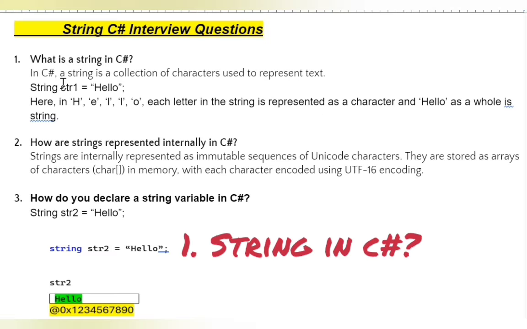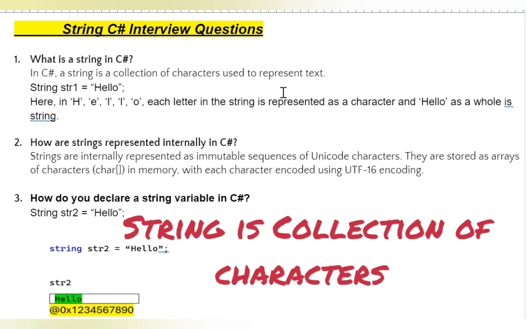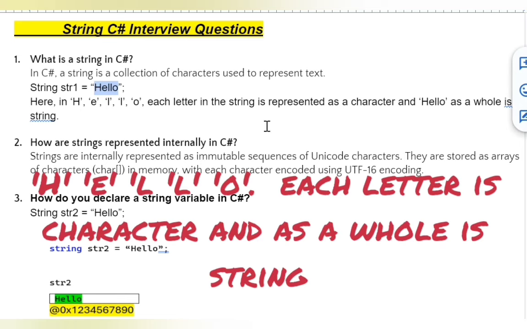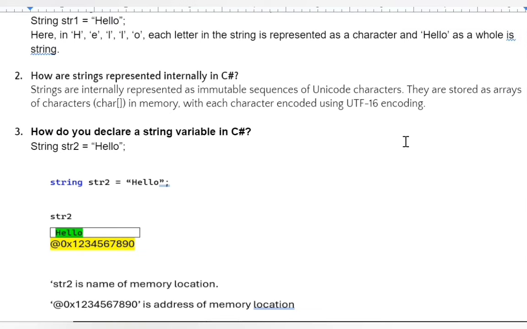So in C#, a string is basically a collection of characters used to represent text. So let's see the example. I have declared a variable str1 of type string and assigned a value hello. So here each letter, that is H-E-L-L-O, is represented as a character, okay, and hello as a whole is represented as a string. So now let's move to the second question.